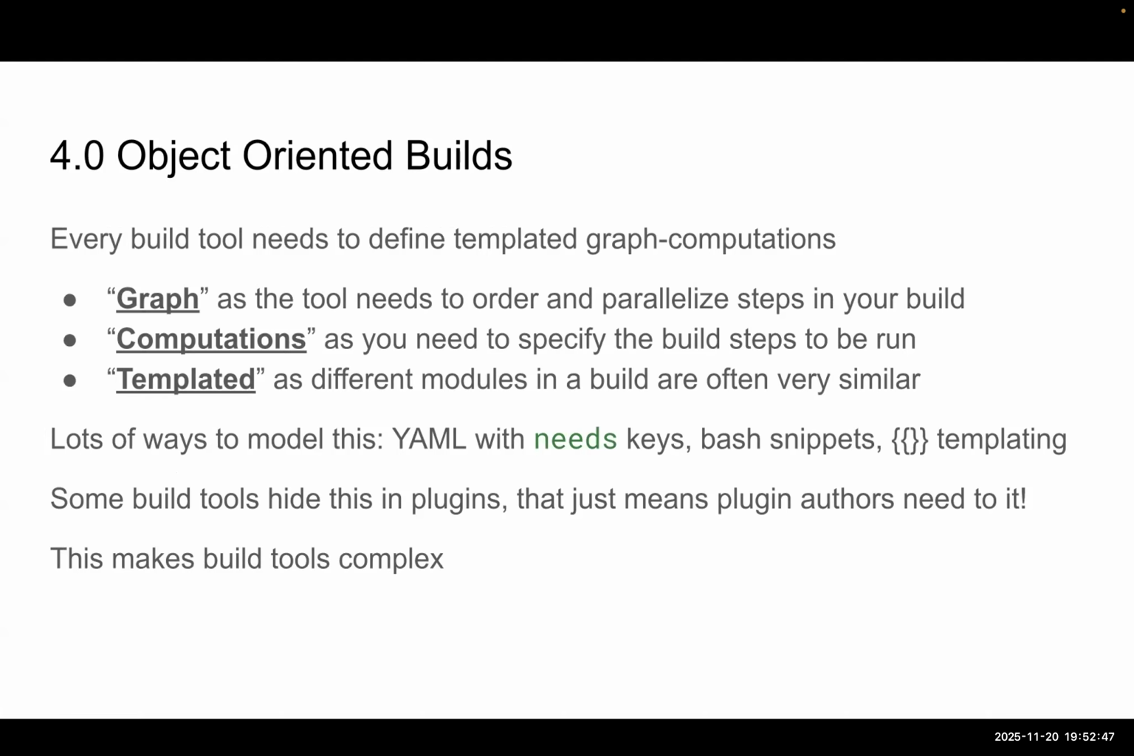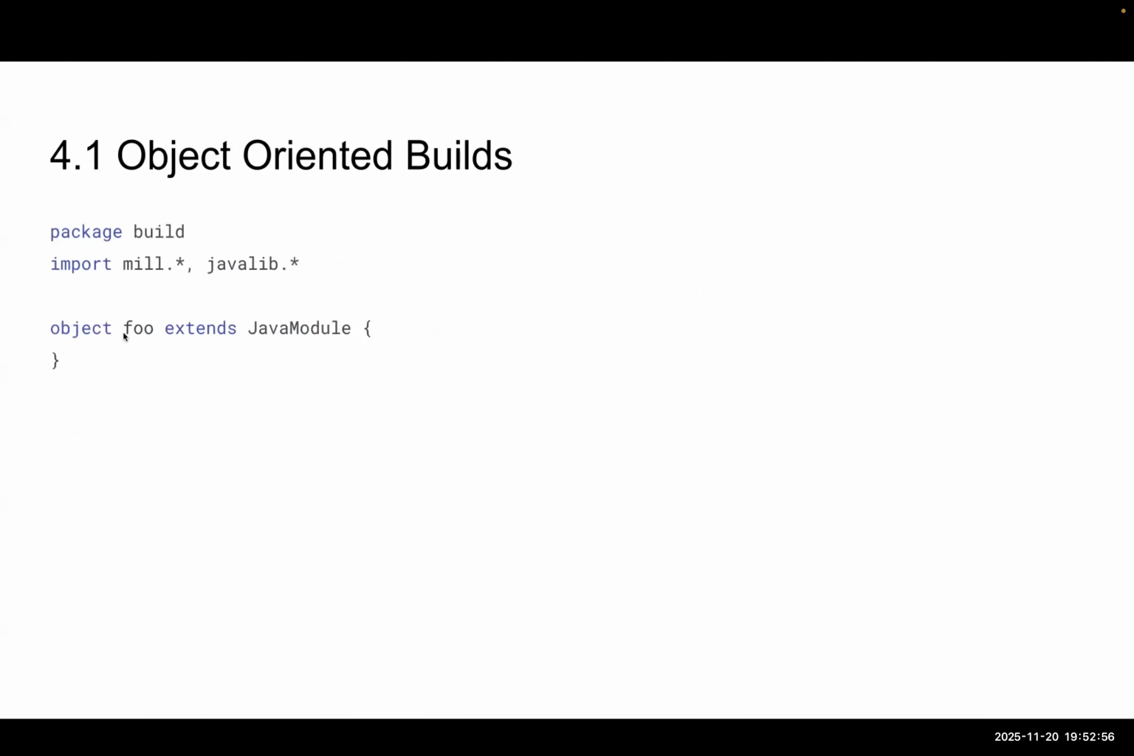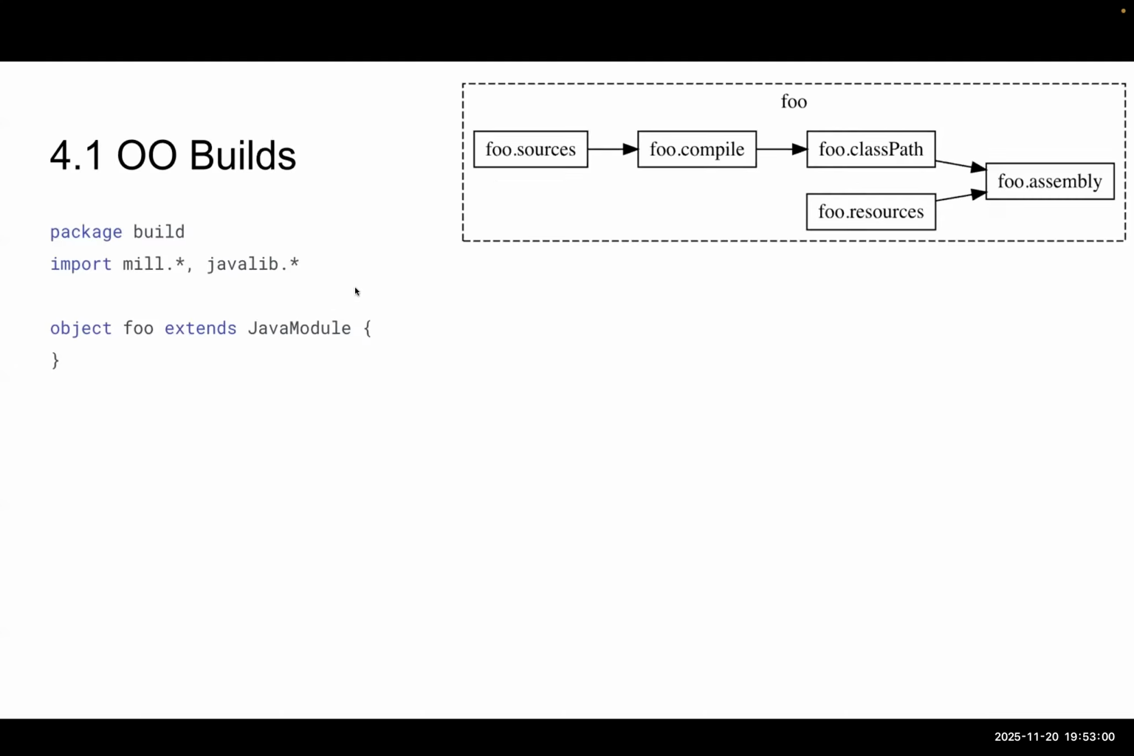But it turns out all of us have been working with templated graph computations for many years now, and it's just been what we call object-oriented programming. So that's interesting. When we say object foo extends Java module, you already know that foo gets all the methods from Java module. These methods are called and have data flow between each other. So resources gets used by compile, gets used by class file, gets used by assembly. Resources also gets used by assembly.